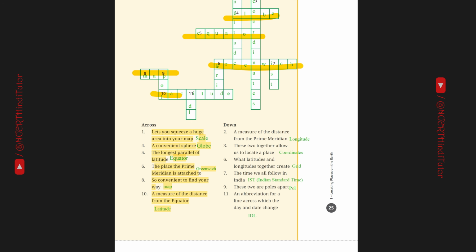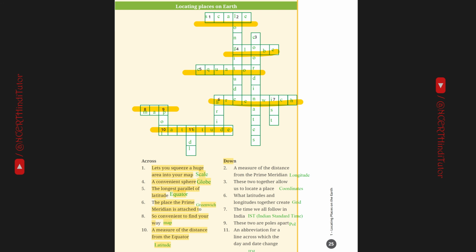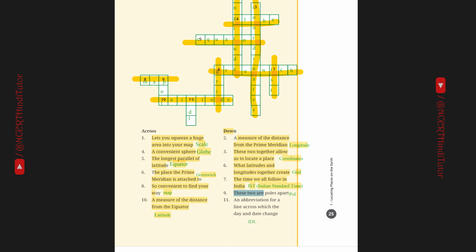Down. Second, a measure of the distance from the prime meridian. Answer: longitude. Third, these two together allow us to locate a place. Answer: coordinates. Sixth, what latitudes and longitudes together create. Answer: grid. Seventh, the time we all follow in India. Answer: IST, Indian Standard Time. 9th, these two are poles apart. Answer: pole. 11th, an abbreviation for a line across which the day and date change.